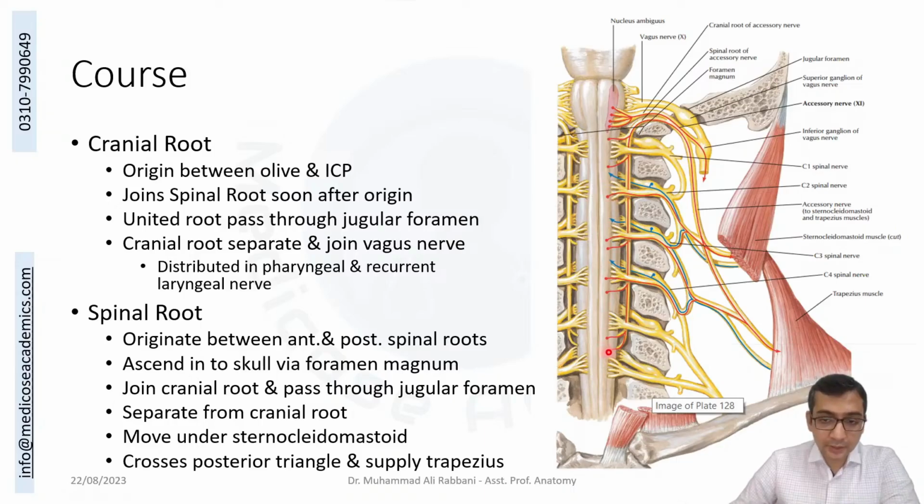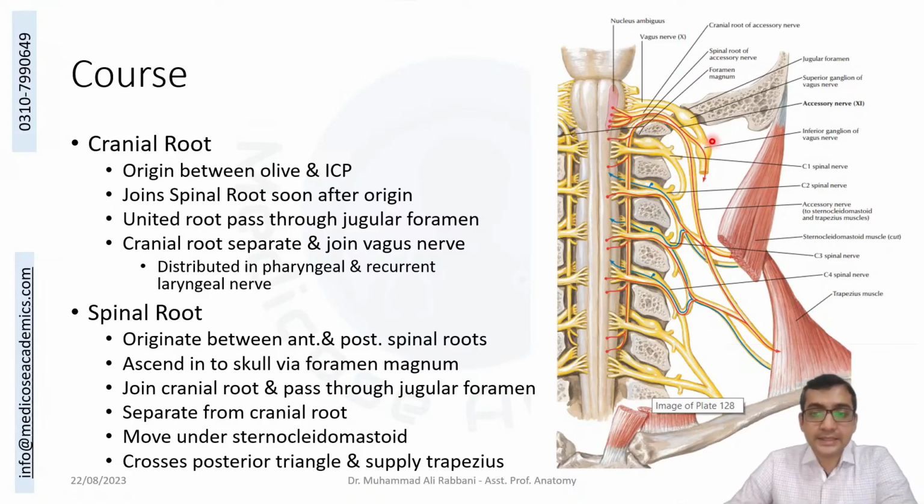These nerves exit and come to the lateral aspect of the spinal cord. They climb up between the anterior and posterior roots, move into the cranial cavity through the foramen magnum, and they fuse with one another. The two join each other before exiting the jugular foramen. After exiting the jugular foramen, they get separated again, and the cranial component fuses with the vagus nerve.